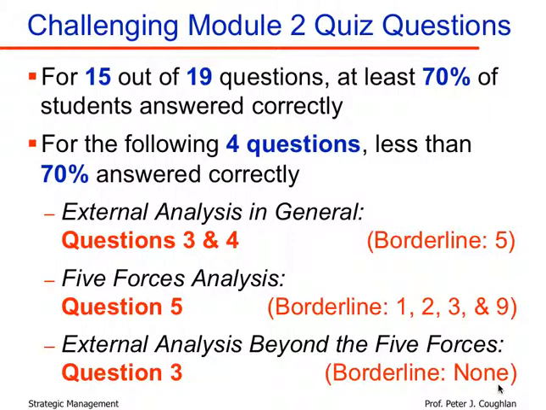So in the last section, those were the four borderline questions in the five forces analysis section. In the last section on external analysis beyond the five forces, there were none that were borderline. There was only one that was fewer than 70%, and everything else, 80% or more, answered correctly. So there's nothing to go over in that last section. Between the discussion we had in class and this, we've covered 9 of the 19 questions, and certainly about all of the ones that presented any challenge to a significant cross-section of the students. Hope that helps, and I will see you in class very soon.